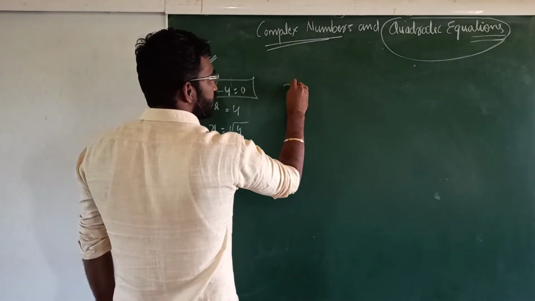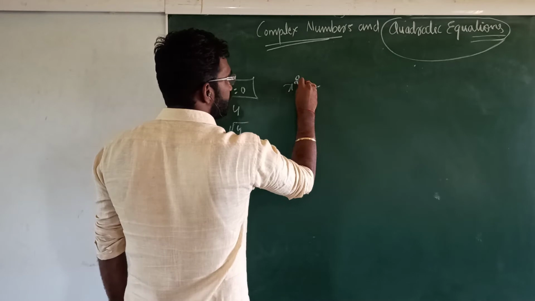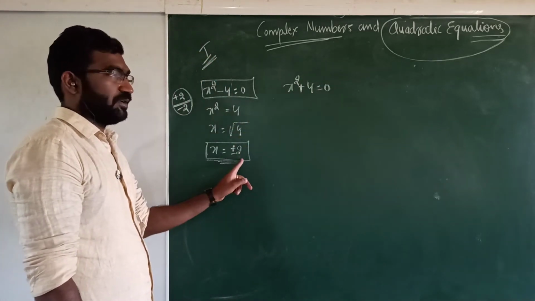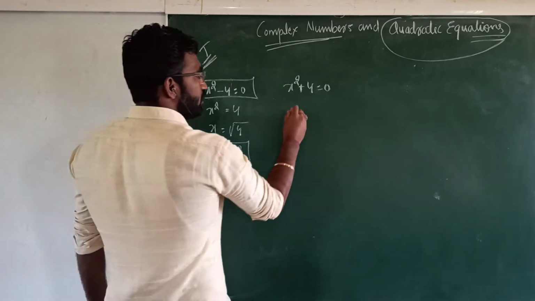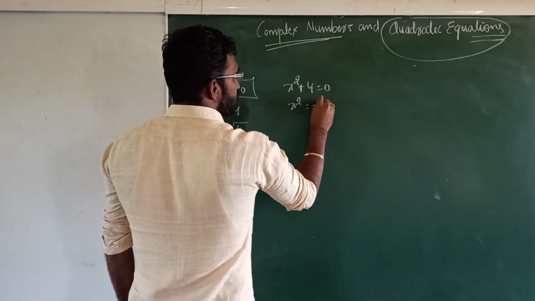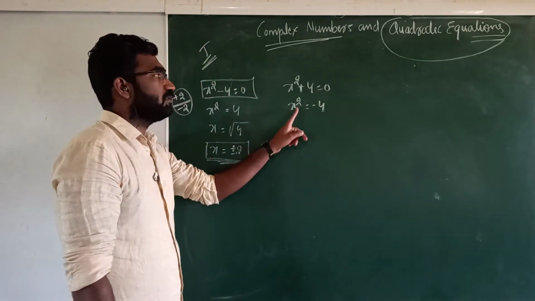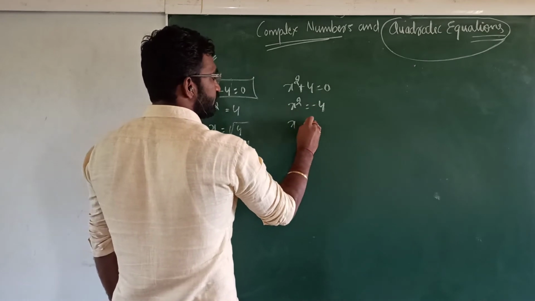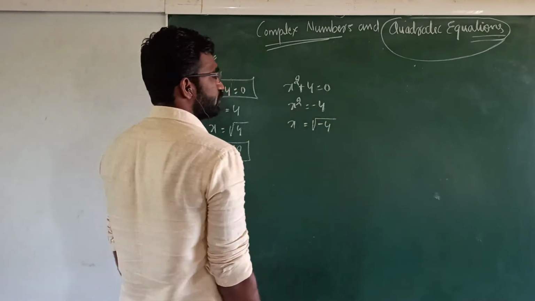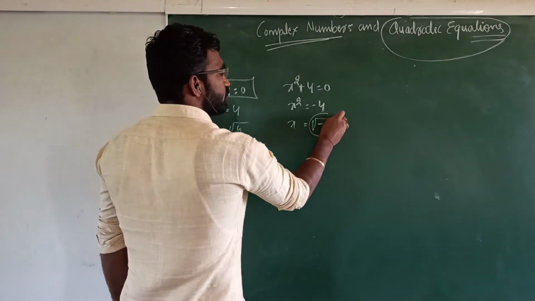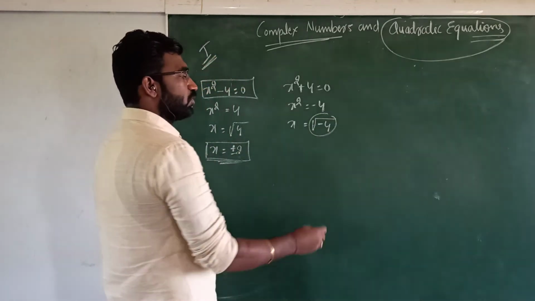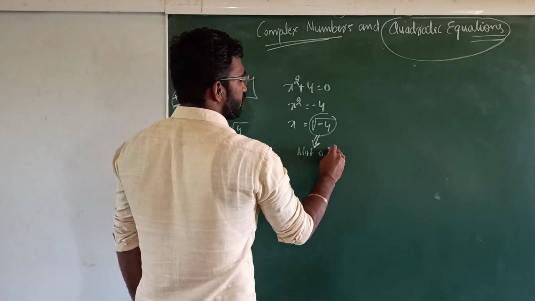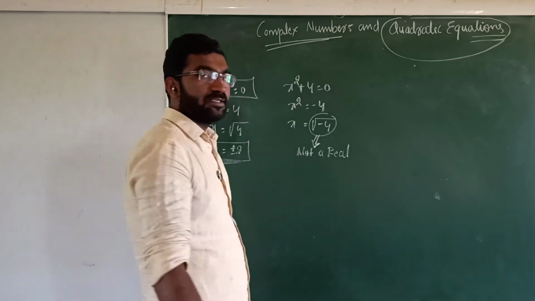If the equation is like this, x square plus 4 is equal to 0. Now I am interested to find the x value, that is nothing but the roots. x square is equal to minus 4, meaning this plus 4 goes to the right, it becomes minus 4. Taking square root on both sides, therefore x equals to under root of minus 4. So what is this root of minus 4? This root of minus 4 is not a real number.